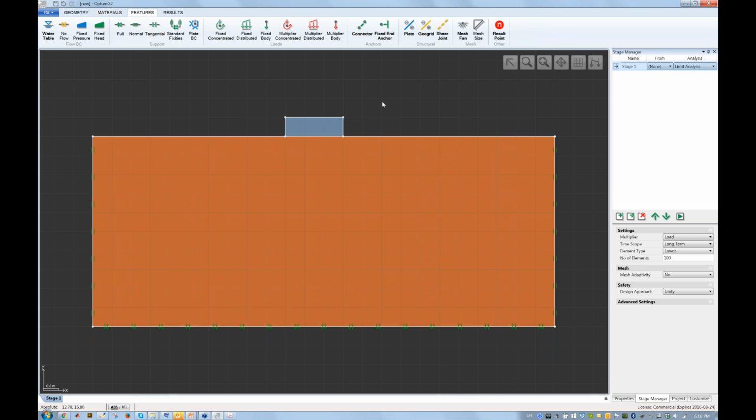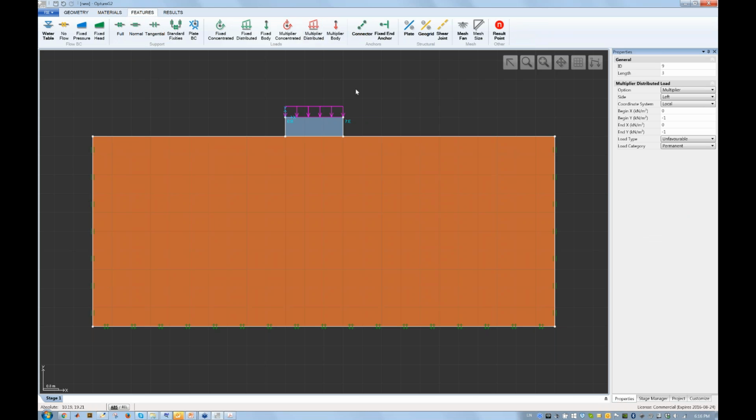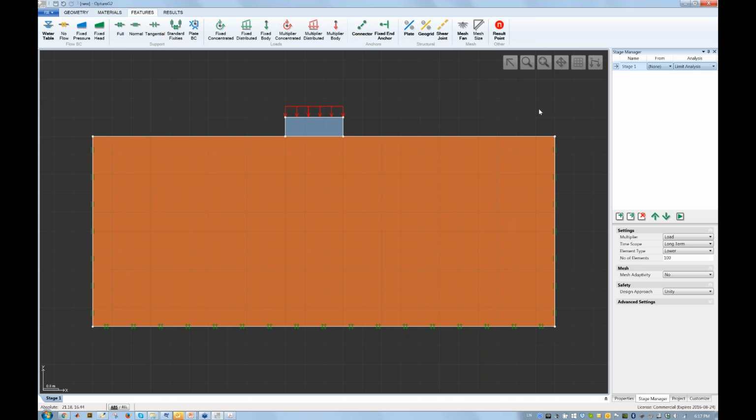So what we want to do here is apply a so-called multiplier load. That's a load which has a magnitude of, in general, a linear varying load. In this case it's uniform and has a magnitude of 1 or minus 1 at both ends. And the question is then, by what factor can I multiply this load, can I amplify this load before I reach failure? That's basically what limit analysis is all about.